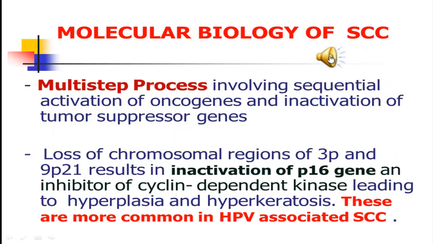Now coming to the molecular biology of squamous cancers. It is a multi-step process involving sequential activation of oncogenes and inactivation of tumor suppressor genes. Loss of chromosomal regions of 3p and 9p21 results in inactivation of p16 gene, an inhibitor of cyclin-dependent kinase, leading to hyperplasia and hyperkeratosis. These changes are more common in human papilloma virus associated squamous cancers.